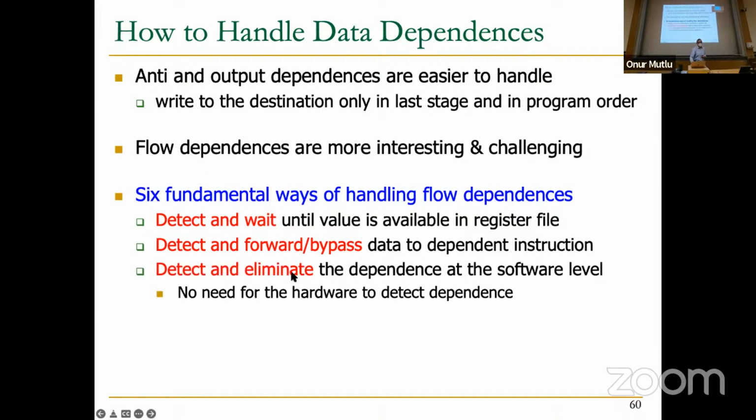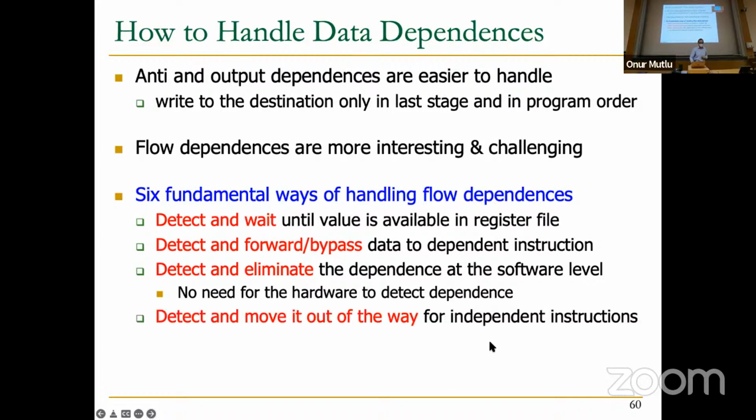The third one is detect and eliminate the dependence at the software level. The compiler, the programmer looks at the instructions and says, oh, this pipeline cannot execute this the way it's written. So I'm going to reorder the instructions. I'm going to insert no-ops to make sure that all instructions get the correct values when executed on this pipeline. So we're going to see this. And here, there's no need for the hardware to detect the dependence. So it's beautiful also. And this is also employed in existing systems.